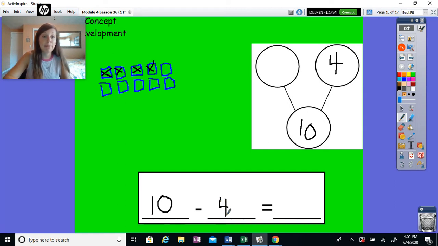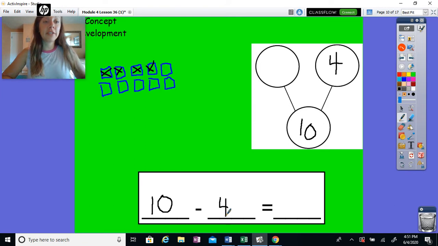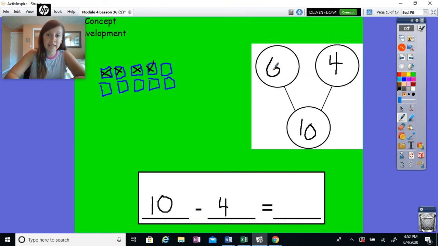Now we want to know how many blocks does Martin have left. So he started with 10. He gives 4 to his sister. How many are left? Now I can use my picture to help me. The blocks that are not crossed off are the ones that he has left. So let's count those up. 1, 2, 3, 4, 5, 6. So he has 6 blocks left. So I'm going to write the number 6 in my other part. And 6 comes after the equal sign because that's how many he has left. 6 and 4 makes 10.